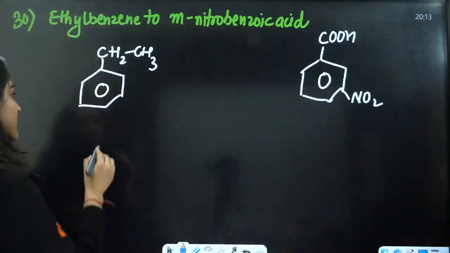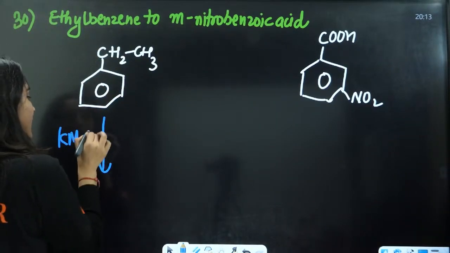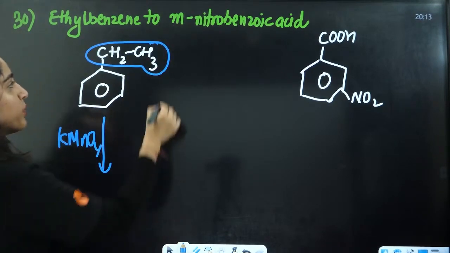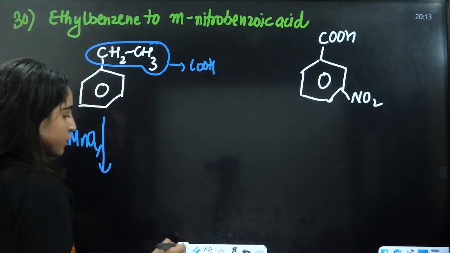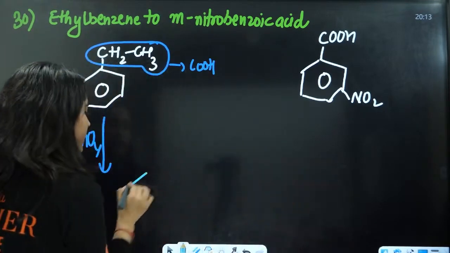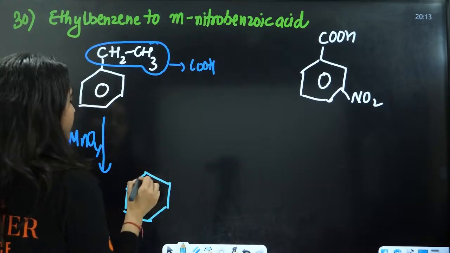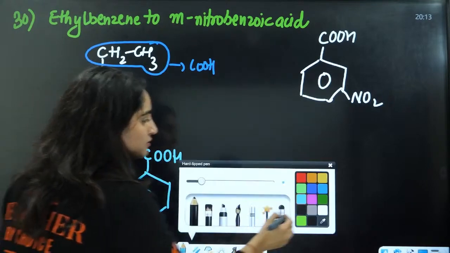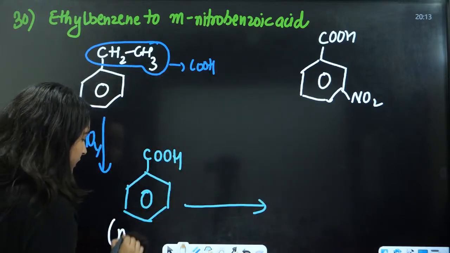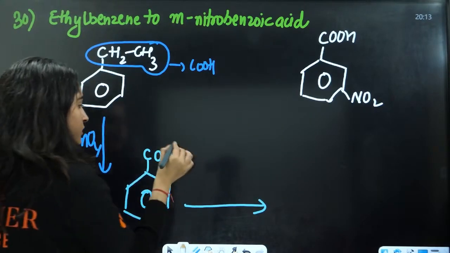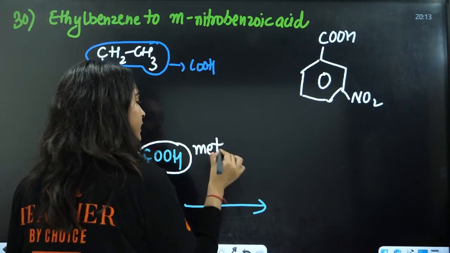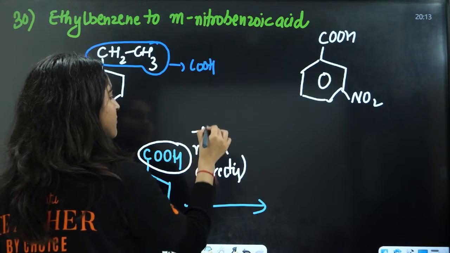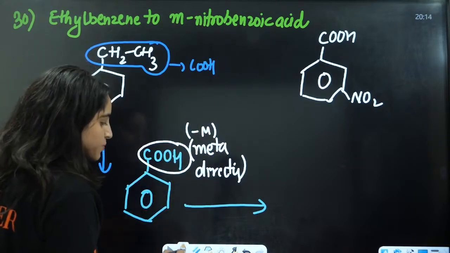Very simple. Firstly, add KMnO4 here. Any chain here will be converted into COOH group by addition of KMnO4 in basic medium, and here you will have COOH, benzoic acid. As you know, this group is meta-directing, because this shows minus M effect.